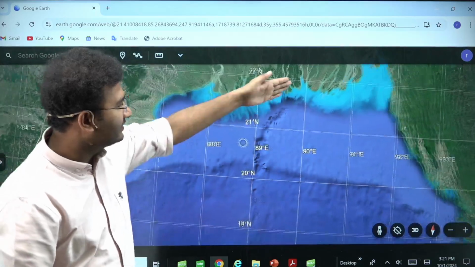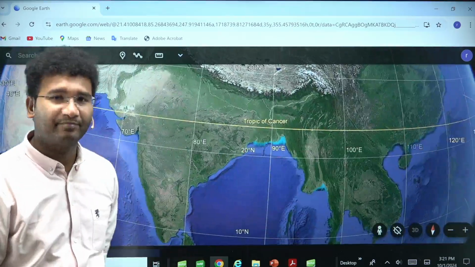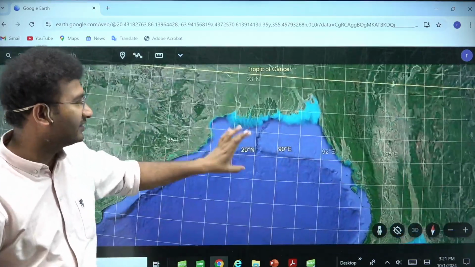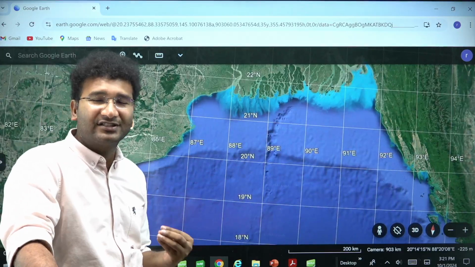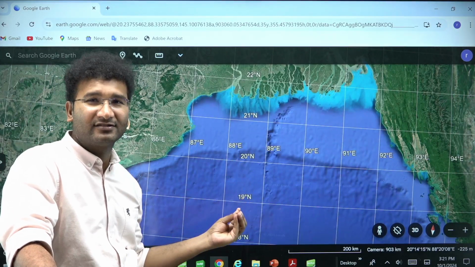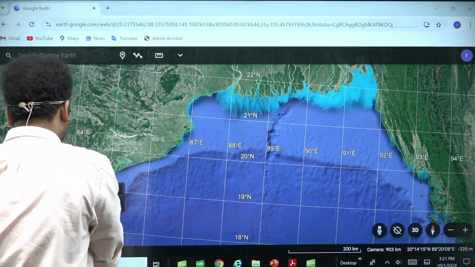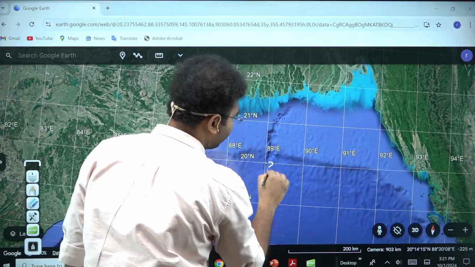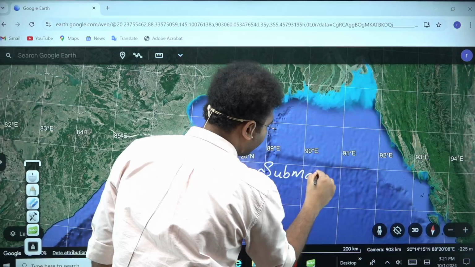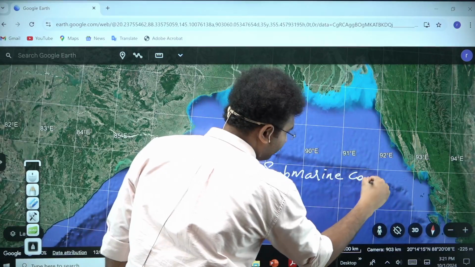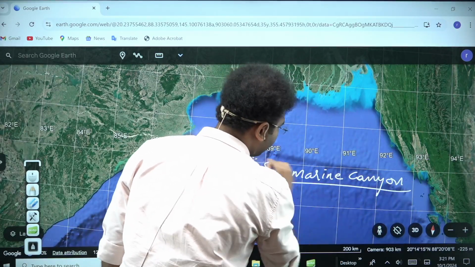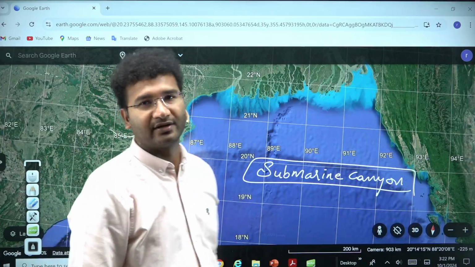Can you see there is a crack that is present here? This crack which is present on the continental shelf and continental slope is called a submarine canyon. This is called a submarine canyon, right? This is your submarine canyon.